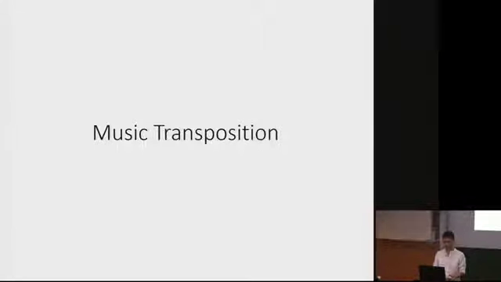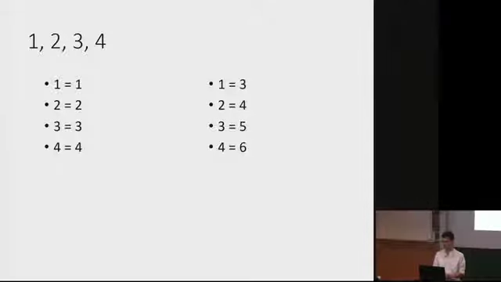I will now define music transposition using another example, which I believe could help, but might not be perfect, but let's see. So imagine that I give you a set of numbers, 1, 2, 3, and 4. And then I tell you that 1, 2, 3, and 4 are equal to themselves. So every time you see a 1, you have to think of a 1, and so on and so forth. But now imagine that I tell you that 1, 2, 3, and 4 are no longer equal to themselves, but to 3, 4, 5, and 6. So every time you see a 1, you actually have to think about a 3.